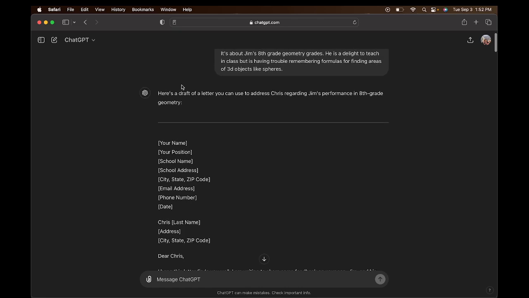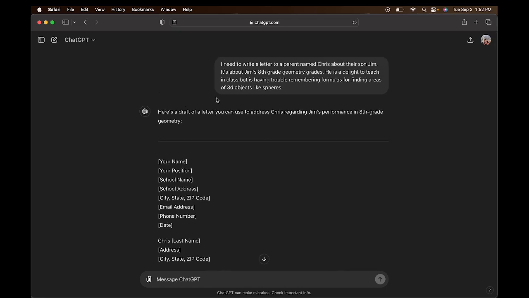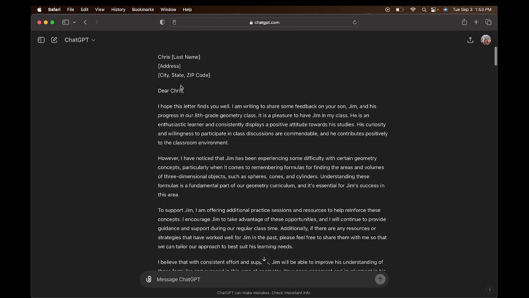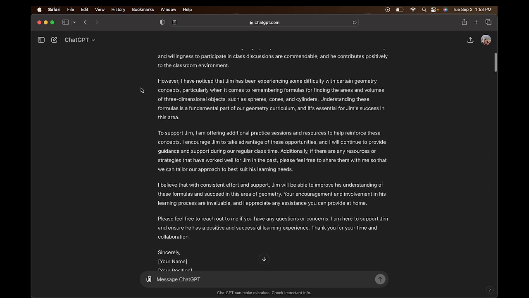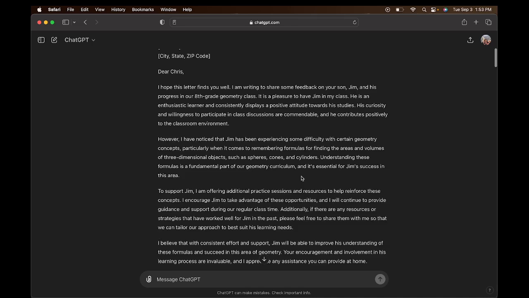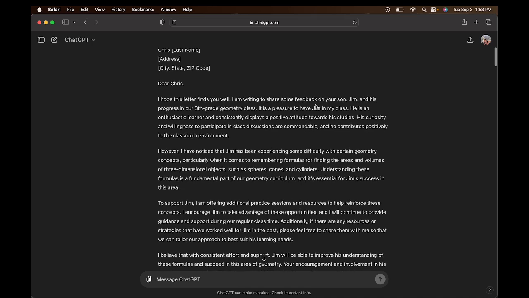Now, I could write out just a very simple, hey, Chris, Jim is struggling with his area formulas. Maybe help him out. That's not very good. We can do better. So, ChatGPT actually drafted this great letter for me. I'm not going to read it all, but you can see just some highlights. It talks about Jim and his progress in our 8th grade geometry class, and all sorts of other stuff, referencing three-dimensional objects, spheres, cones, and cylinders, stuff I didn't even say, but it put in there just for further examples.